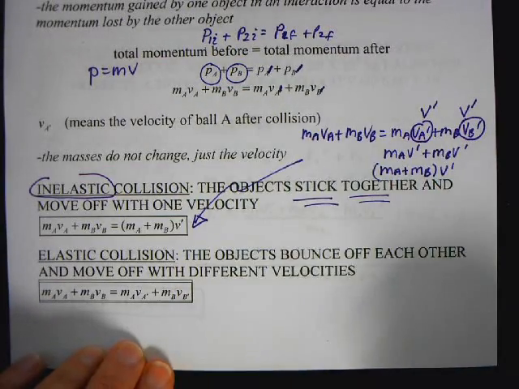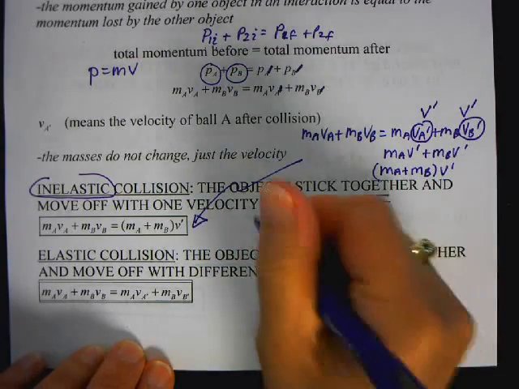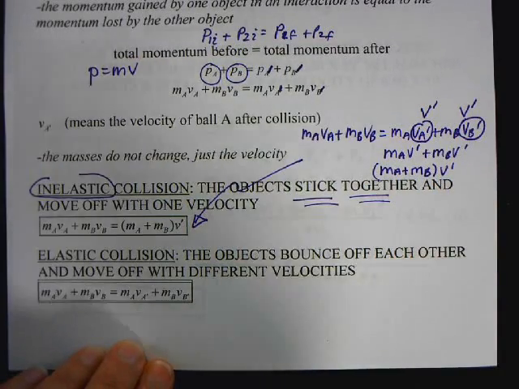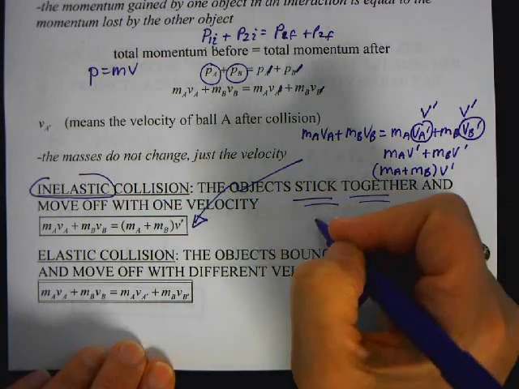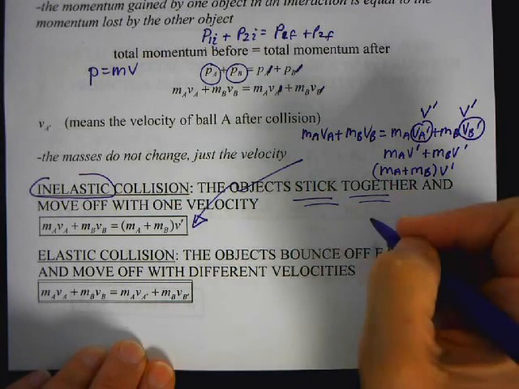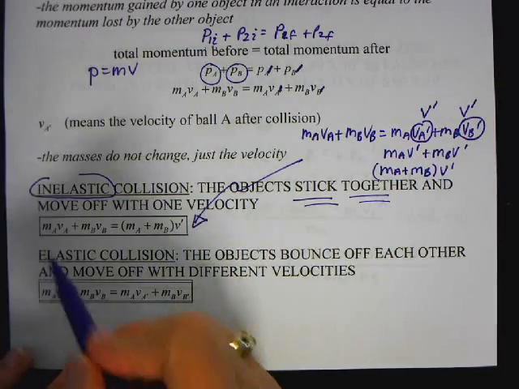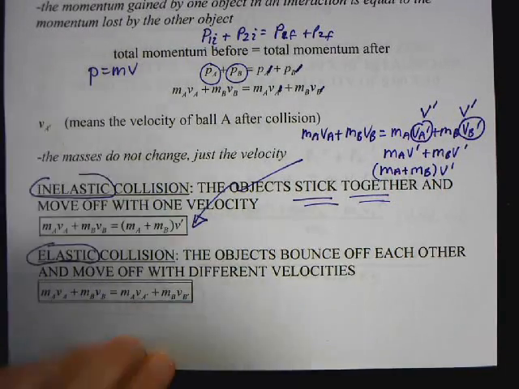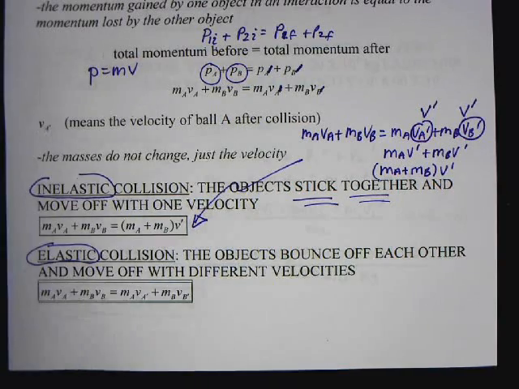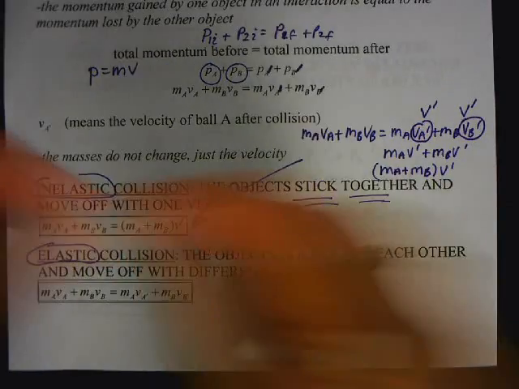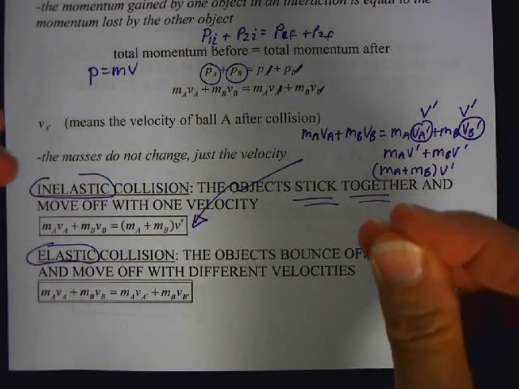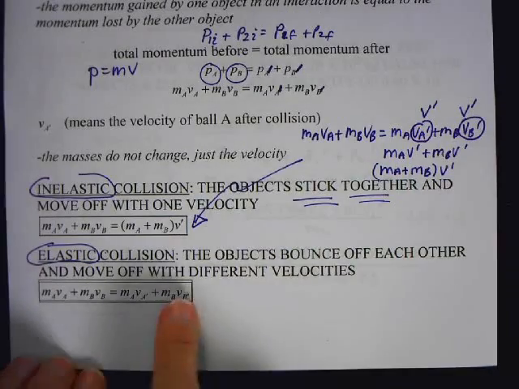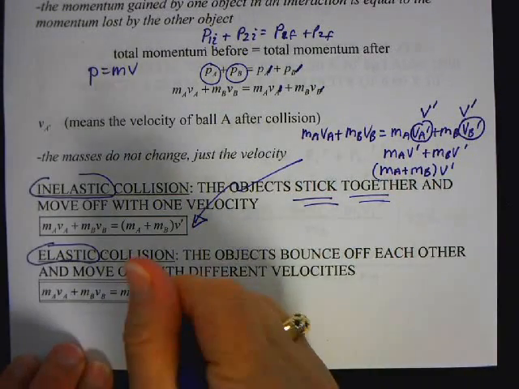If you want to write examples there, again, like bumpers interlocking in a car, a bullet embedded in a wood block, or you just write in your own words where they stick together and they move off with one velocity. And elastic, now when I think of the word elastic, I think like stretchy, like a rubber band. So an elastic one is where two objects collide and they bounce off each other, and then they each go off with their own individual velocity.